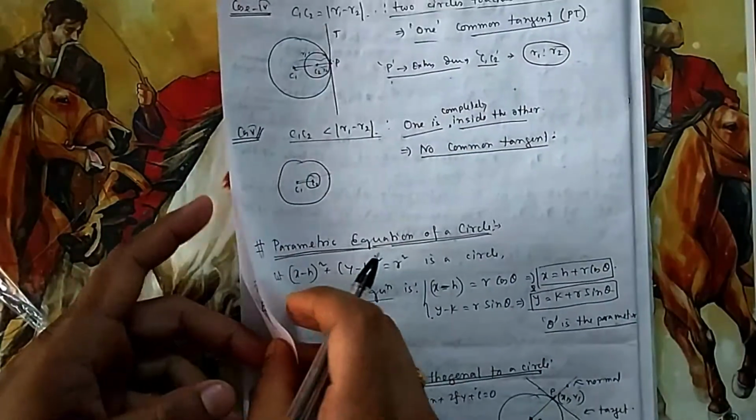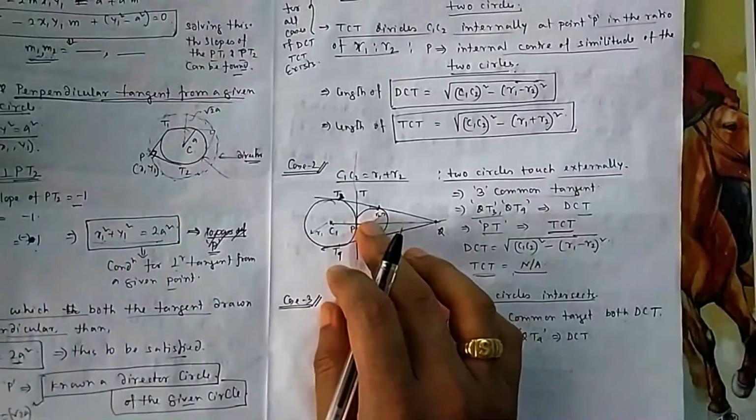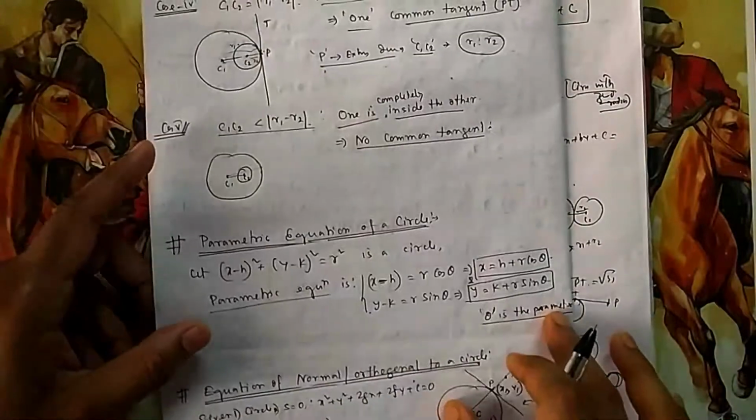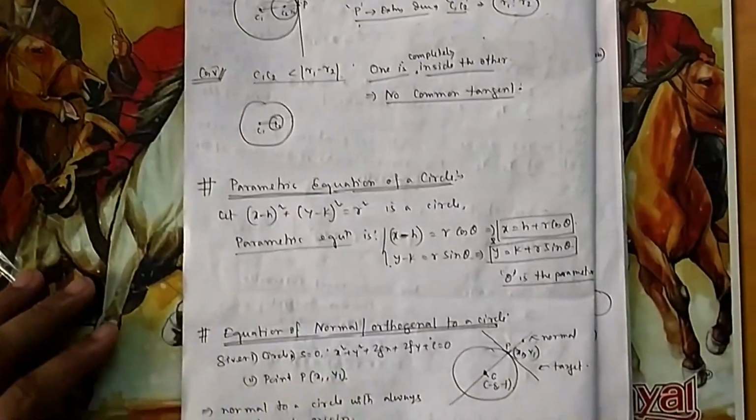So you should remember all these 5 cases: when the circles touch each other, when they intersect each other, when they touch internally, when they touch externally, and how many tangents there are. There is a lot of information, so you have to remember all these 5 cases.